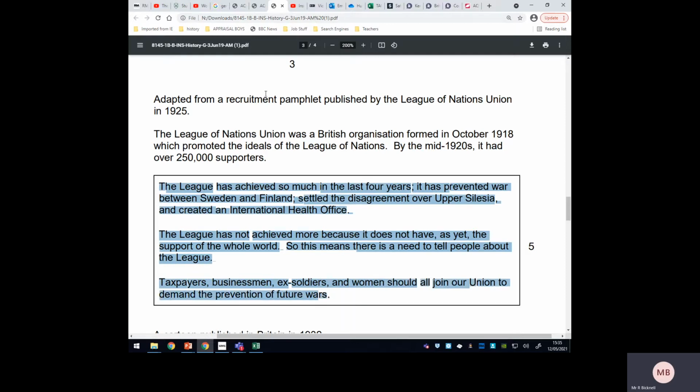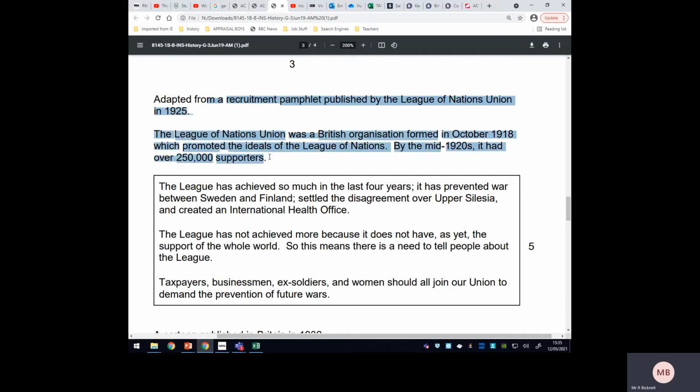What was it published in? A recruitment pamphlet. So does that suggest that they're going to focus more on the successes and less on their failures? Yes, absolutely. So this is useful to some degree. However, there are some limitations, and you can write about limitations. Don't make that the focus of your answer if the question is asking you how useful it is to a historian. But whilst you're talking about usefulness, if you're talking about limitations, you're coming to a judgment on how useful something is. If something has no limitations, then it's really, really useful, isn't it?